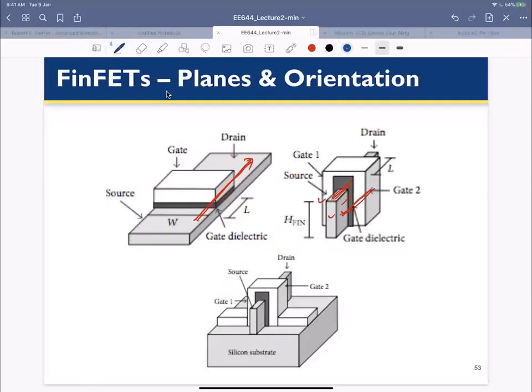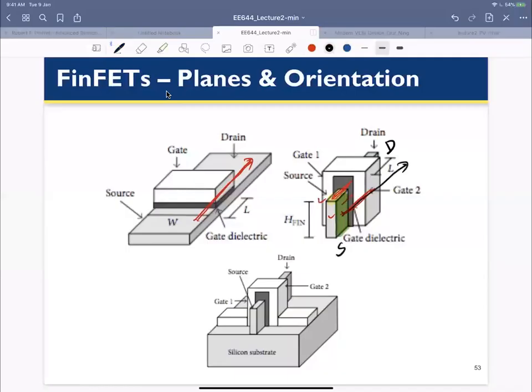So this is my transistor. The silicon is my fin, and the gate is all around the silicon here. This is the source and this side is the drain, so electrons are going from source to drain in this direction.